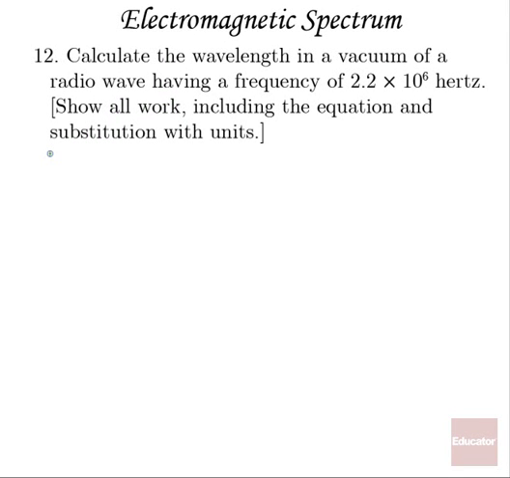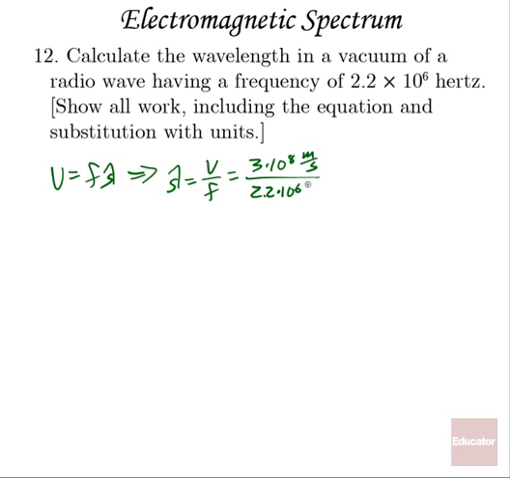All right, last question. Calculate the wavelength in a vacuum of a radio wave having a frequency of 2.2 times 10 to the 6th hertz. Well, we'll use our wave equation, v equals f lambda, and we're looking for wavelength, so that will be velocity divided by frequency, or 3 times 10 to the 8th meters per second, divided by our frequency of 2.2 times 10 to the 6th hertz, should give us a wavelength of right around 136 meters.